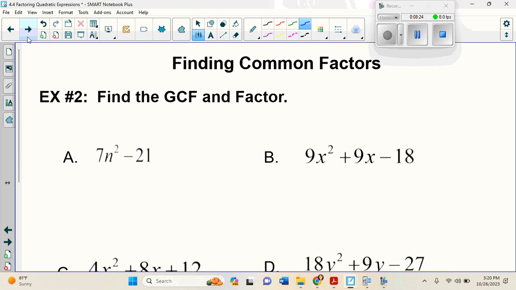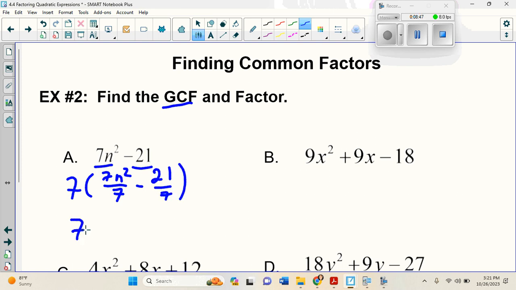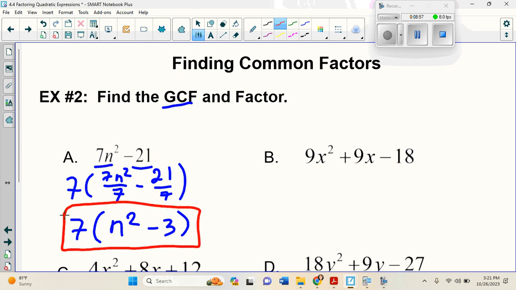For these, the instructions say to find the greatest common factor and then factor. So looking at 7n squared minus 21, there's a common factor of 7 that I can take out. If I were to divide 7, like this, in your head, you're doing this to factor. Sometimes people can do it without this extra step, and that's fine. If you need to do the extra step, you should do that as we start.